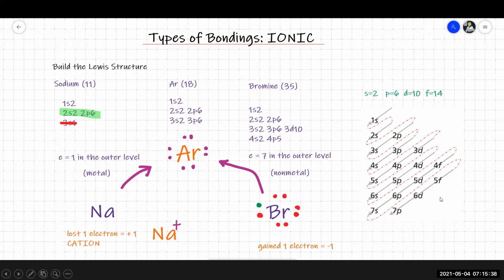Now, take a look at this and how it is related to the Lewis structure that we know so far. As you can see here, I have the Christmas tree for chemistry.